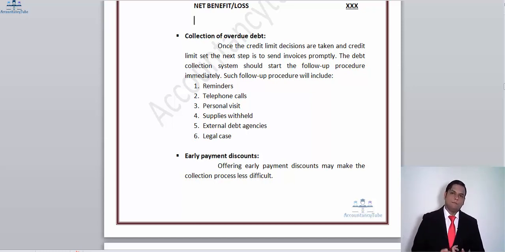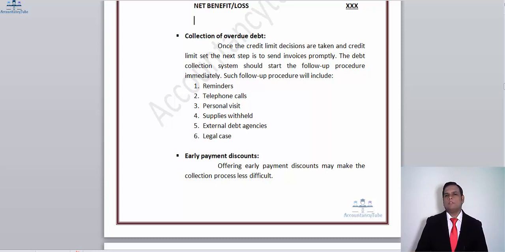We firstly cut off the supplies so that we don't incur further loss, because the risk of the customer in this case is quite high. So we firstly withhold supplies. Then we consult an external credit or debt agency, through which we are likely to recover the amount to the maximum extent possible.